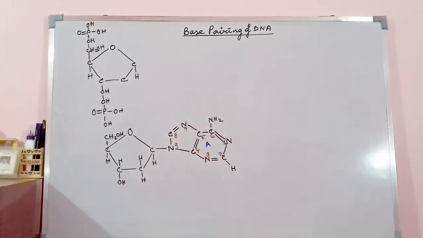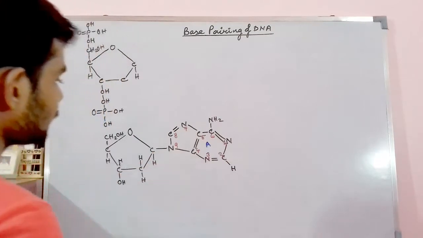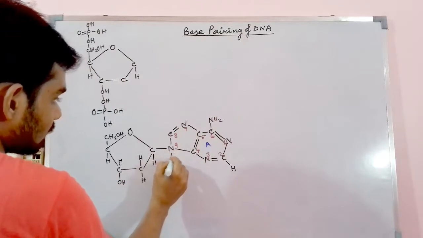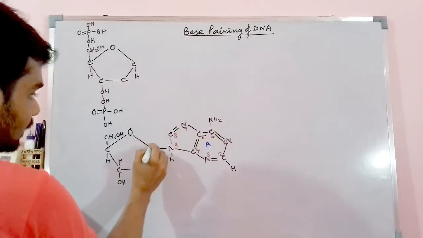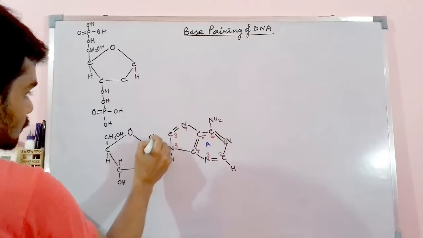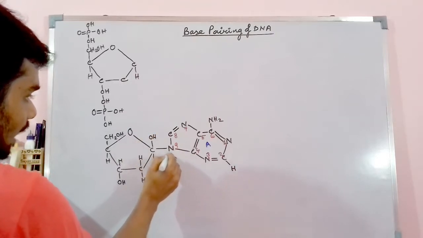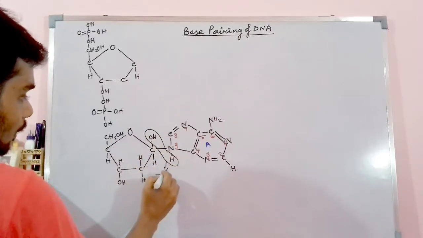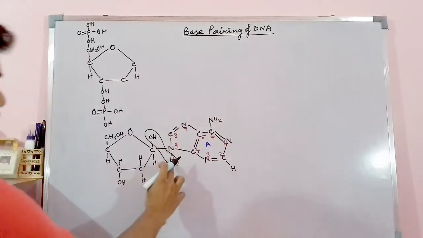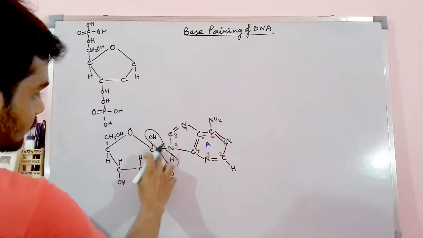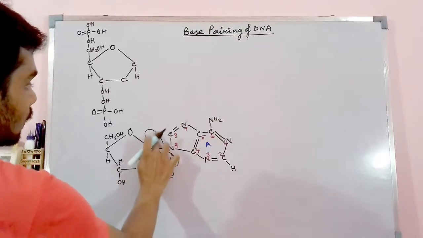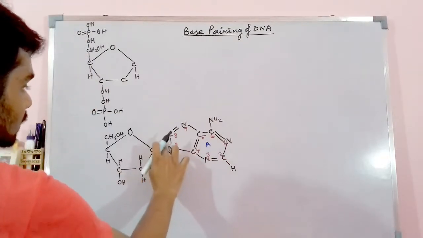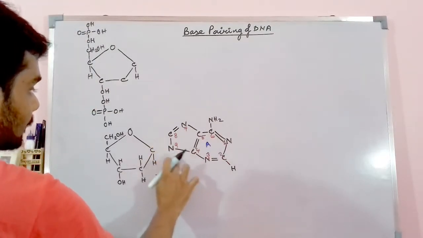Now in the original ring, without this bond formation, there was a hydrogen present with the nitrogen atom here, and here the carbon was having OH. What happens is this hydrogen and this OH are dropped out or removed, which helps in the removal of water and formation of this carbon-nitrogen N-glycosidic bond. So this is how the N-glycosidic bond formation happens.